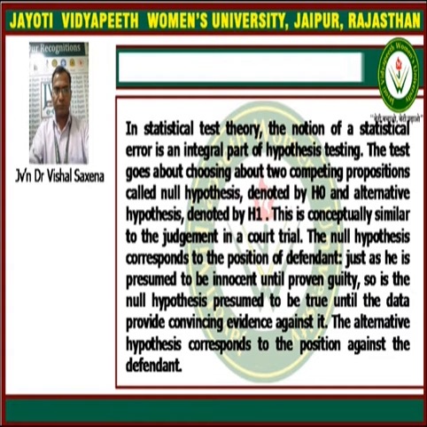The null hypothesis corresponds to the position of the defendant, who is presumed to be innocent until proven guilty. So the null hypothesis is presumed to be true until the data provide convincing evidence against it, while the alternative hypothesis corresponds to the position against the defendant. In this way we can understand the null and the alternative hypothesis.